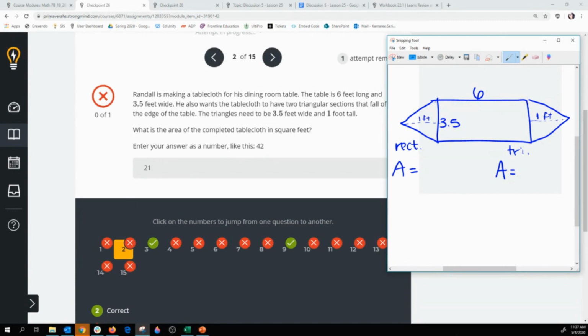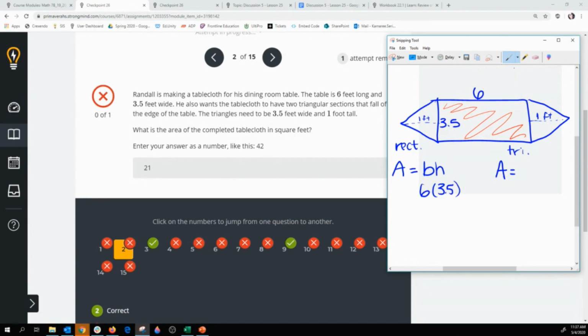It's okay, you're fine. We need to figure out the area of our rectangle, which is the center part here. That's all this area here. The area formula for your rectangle is going to be base times height. When I look here, my base is 6 and my height is 3.5. So I'm going to take 6 and multiply it by 3.5. That's the area of this rectangle in the center.